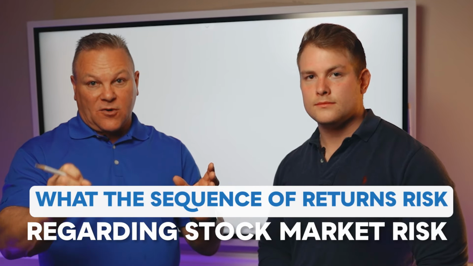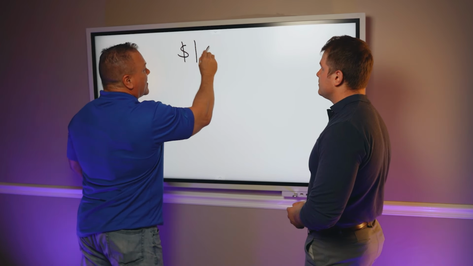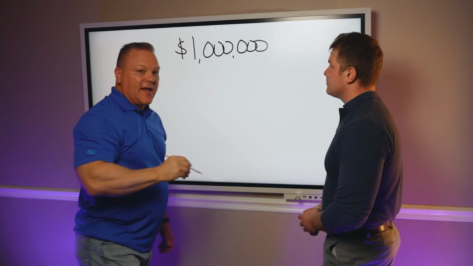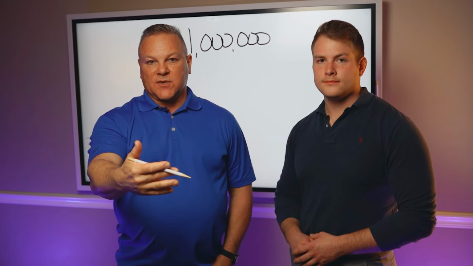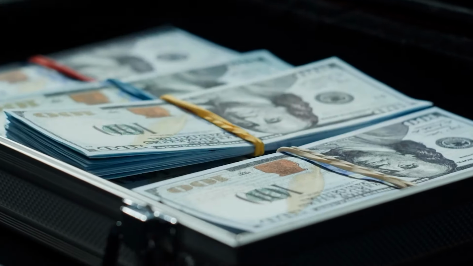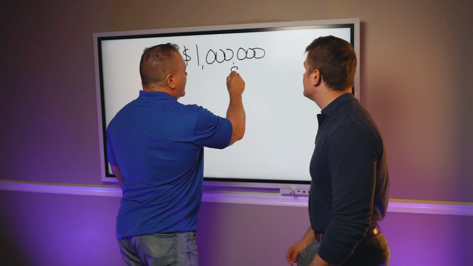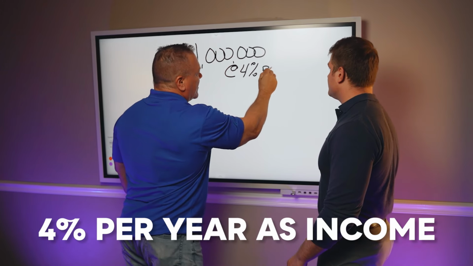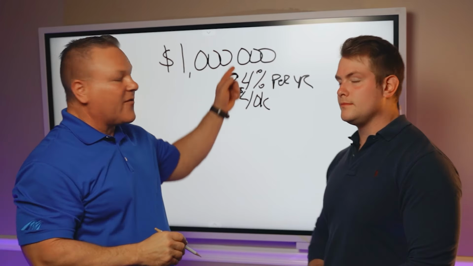But let me just give you a very simple example on what the sequence of returns risk is regarding stock market risk. Let's say that you had $1 million in an IRA. You may have a whole lot more. You may have less. This is just an example. So let's say you've been reading online and you say, hey Pete, these articles say that I can take out about 4% per year as income. So I'm going to have $40,000 of my income come from this account and I can add it to my Social Security and pension and whatever else I have in my retirement income situation.